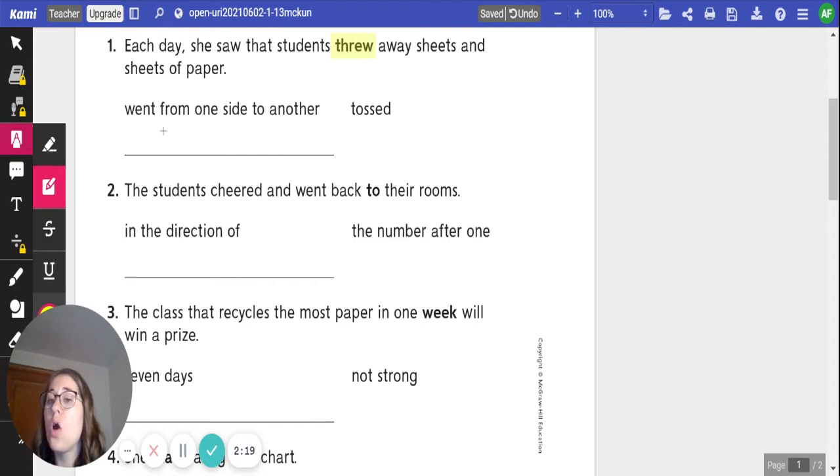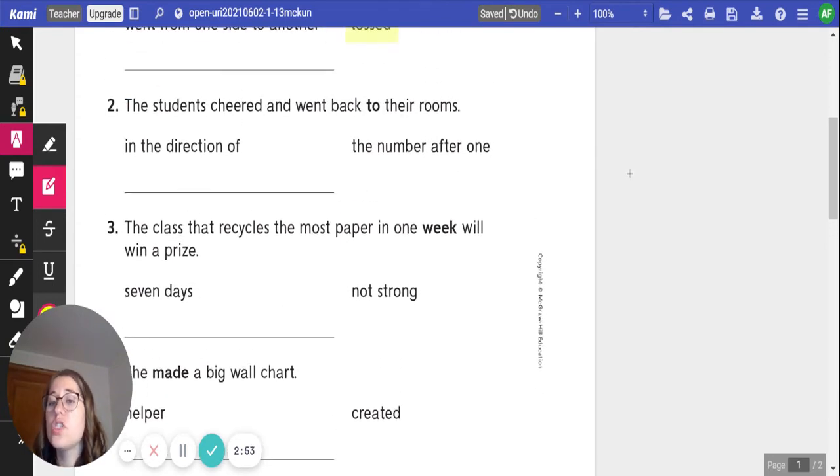So is it through, went from one side to another, kind of like a drive-through, he goes through a store? Or is it through like tossed? So we can put each of those definitions in to see if it makes sense. Each day she saw that students went from one side to another, away sheets and sheets of paper. That doesn't sound right. Each day she saw that students tossed away sheets and sheets of paper. That sounds better. So we know that our homophone threw means tossed.